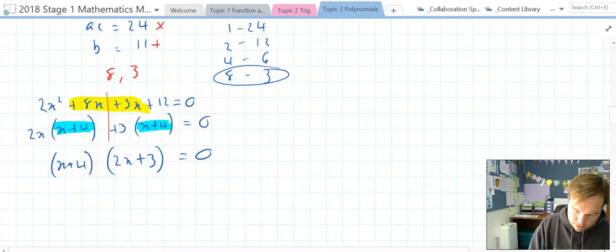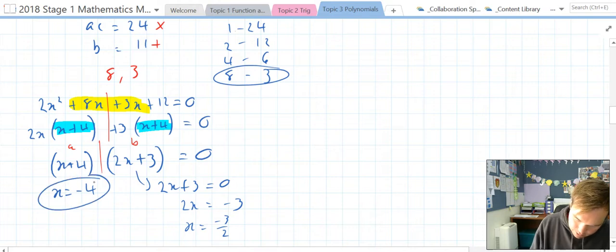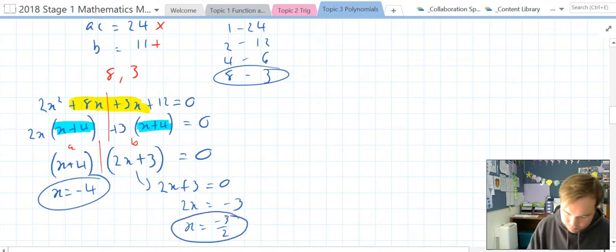Now we're going to continue and do null factor law. So we've got our a side and our b side. So we have x equals minus 4. This is a little harder, so we can take it off to one side. 2x plus 3 equals 0. Take 3 from both sides. 2x equals minus 3, divided by 2. x equals minus 3 on 2. Those are our two solutions.